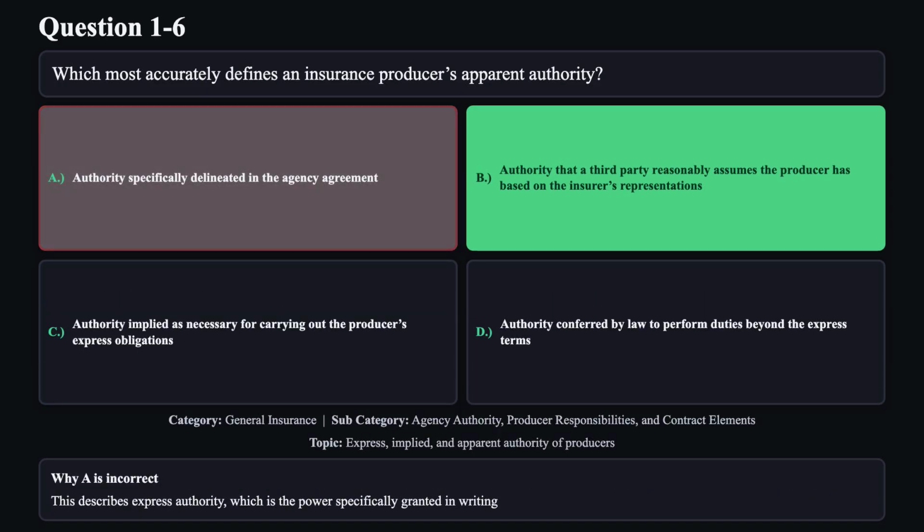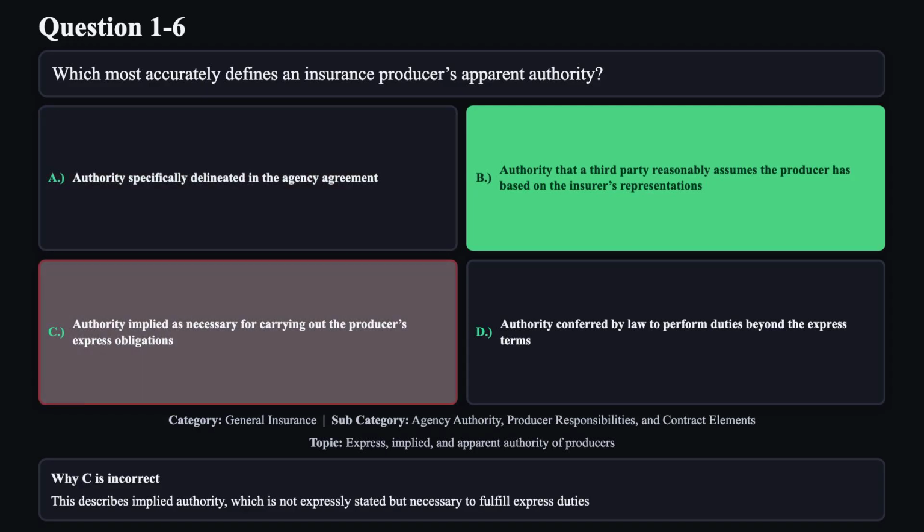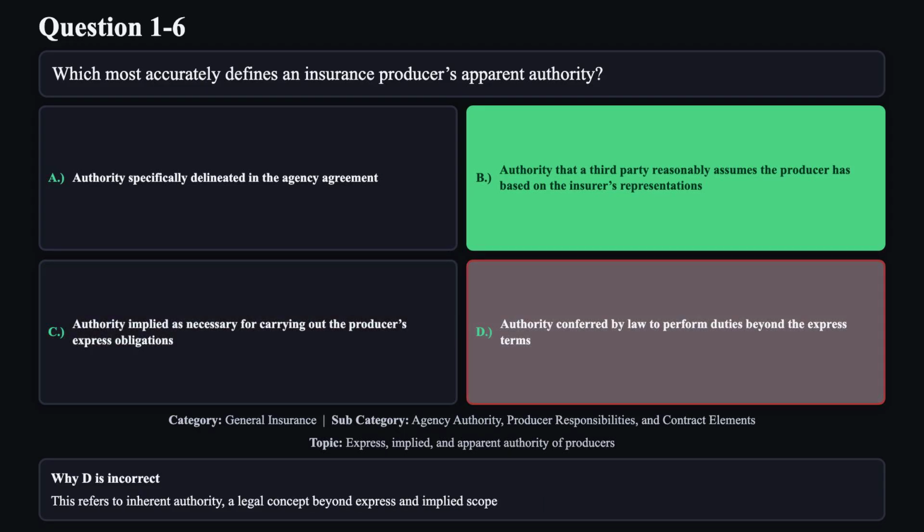Reason A is not correct. This describes express authority, which is the power specifically granted in writing. Reason C is not correct. This describes implied authority, which is not expressly stated, but necessary to fulfill express duties. Reason D is not correct. This refers to inherent authority, a legal concept beyond express and implied scope.